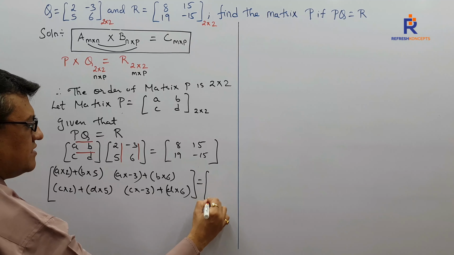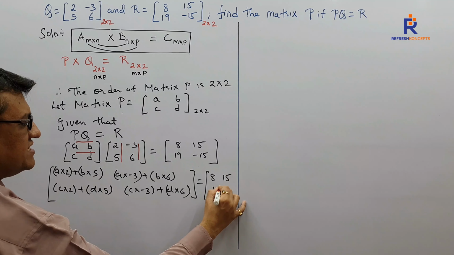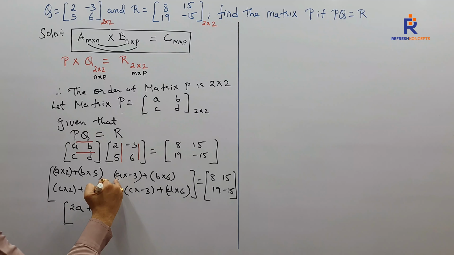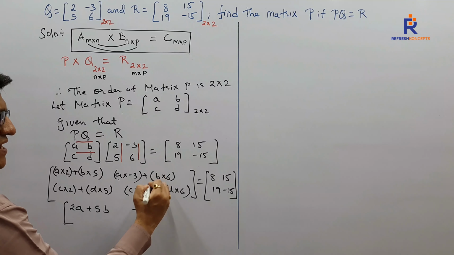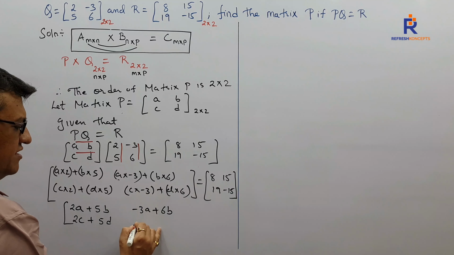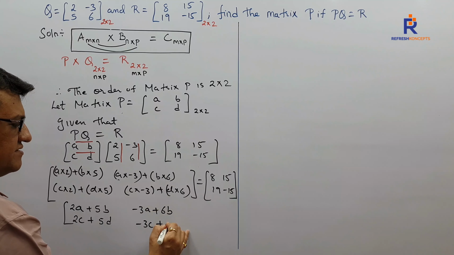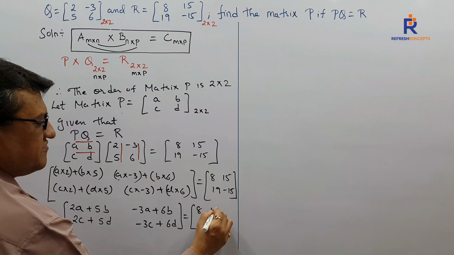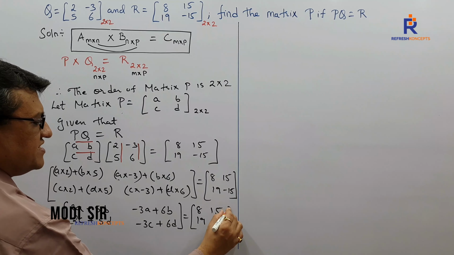This is nothing but [8, 15; 19, minus 15]. What next? A into 2, 2A, plus B into 5, 5B. So 2A plus 5B. A into minus 3, minus 3A, plus B into 6, 6B. C into 2, 2C, plus D into 5, 5D. C into minus 3, minus 3C, plus D into 6, 6D. This is equal to [8, 15; 19, minus 15].